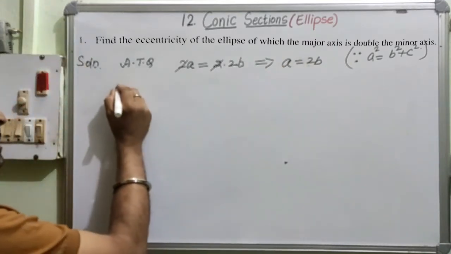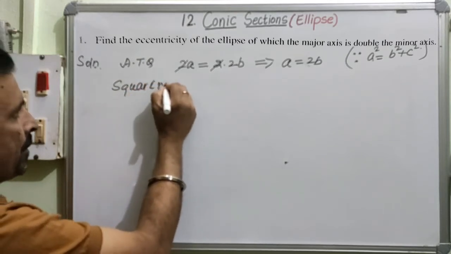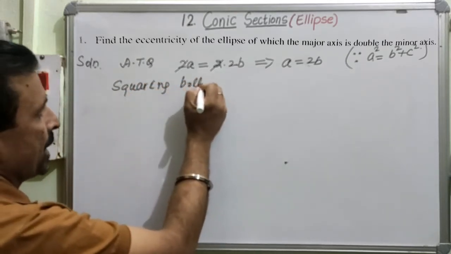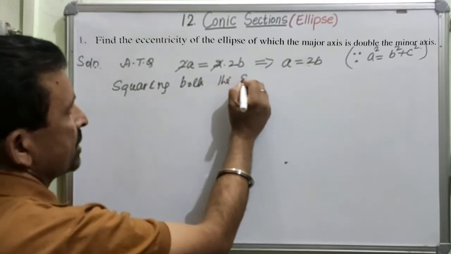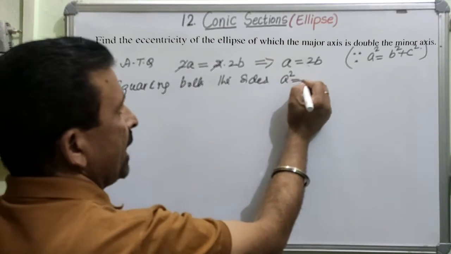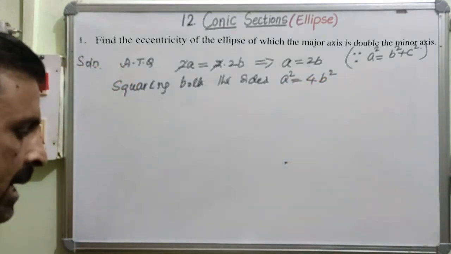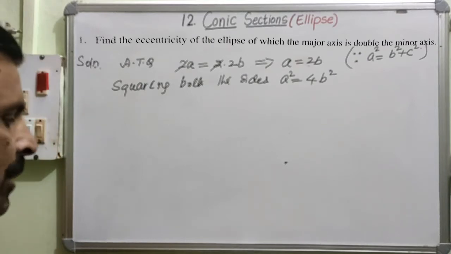So squaring both the sides, this will become a square and this will become 4b square. Hope I could make it clear. a square is equal to 4b square.